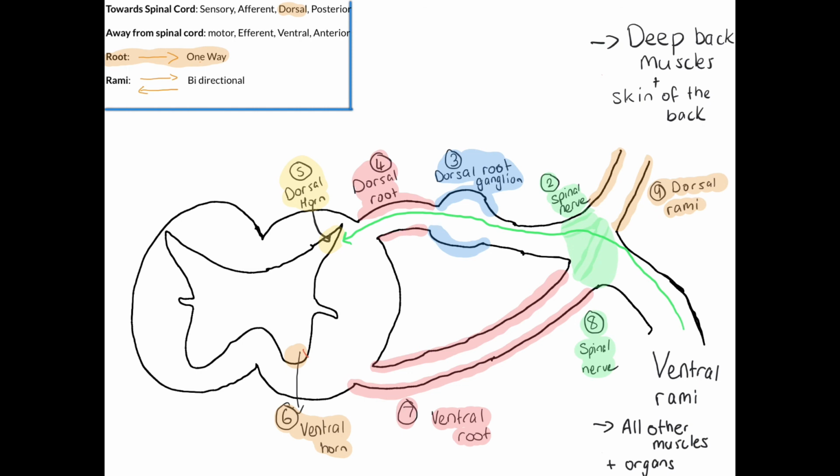We integrate the information, and then we're going to have the motor innervation leaving the ventral horn, going through ventral root to the spinal nerve and exiting where it came from, going back through the ventral rami. Once again, ventral rami is going to have bidirectional information.